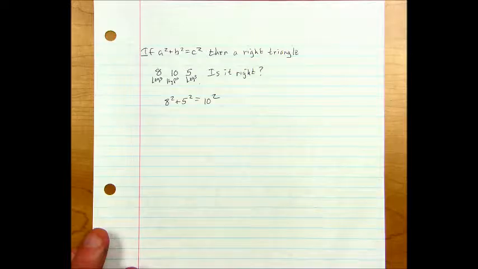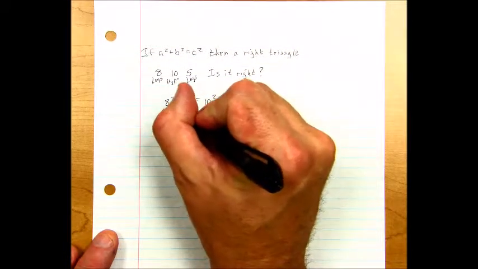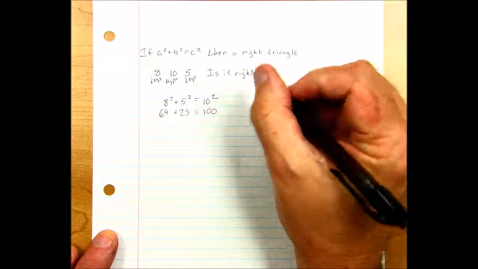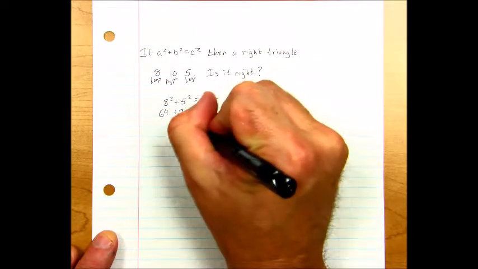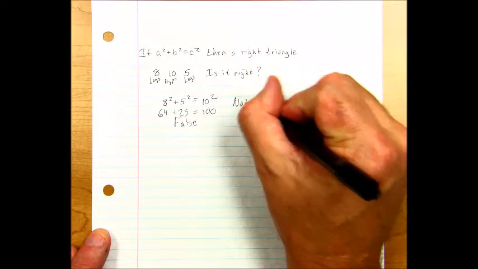Okay? So square them. That's 64. That's 25. That's 100. Is that true or not? False. So this is just not right. Equals 89.